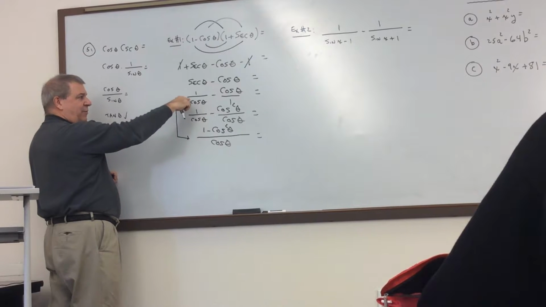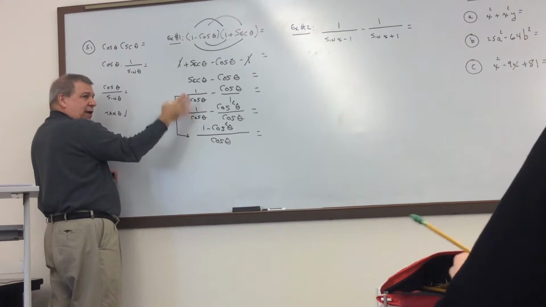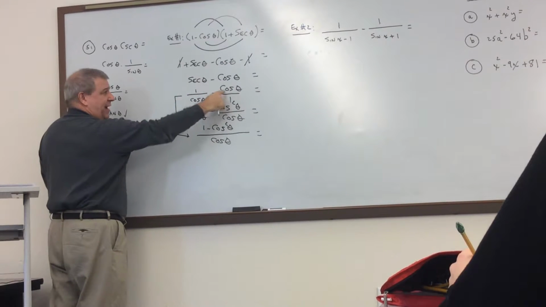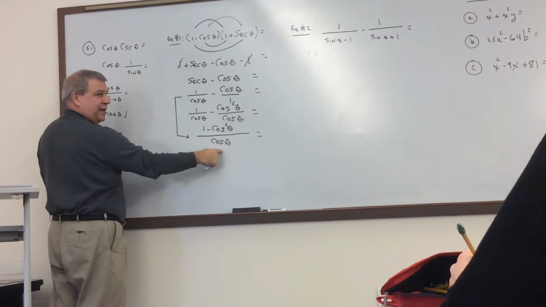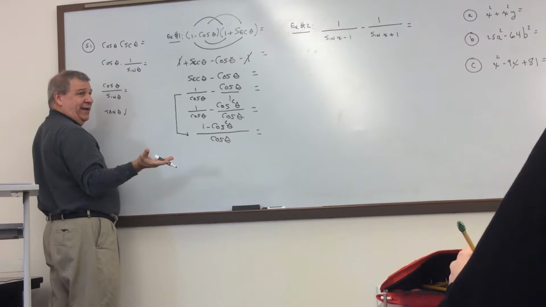You see what I'm saying? If you want to go right from here, that's okay. Now, if you need to show that, go ahead and show it. But you can see it times by a cosine, so 1 minus cosine squared over cosine. Now, do you see an identity?